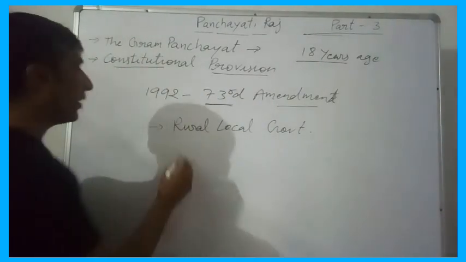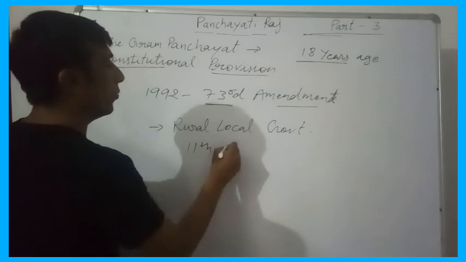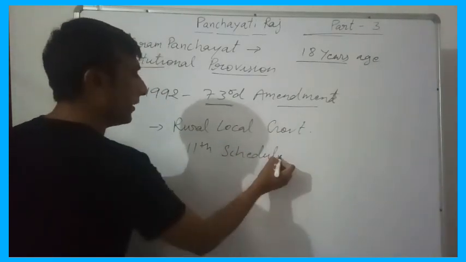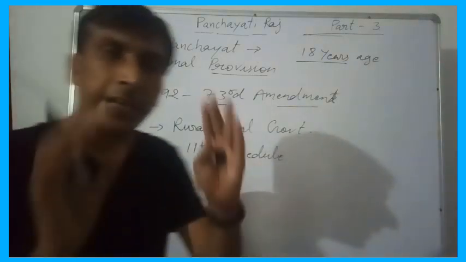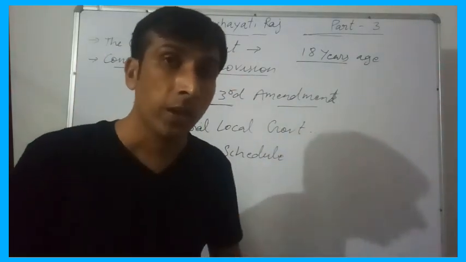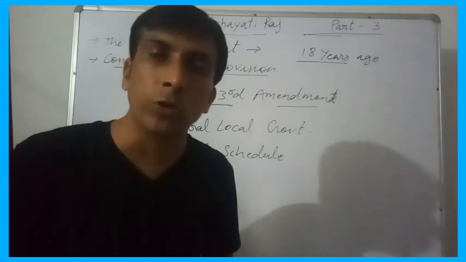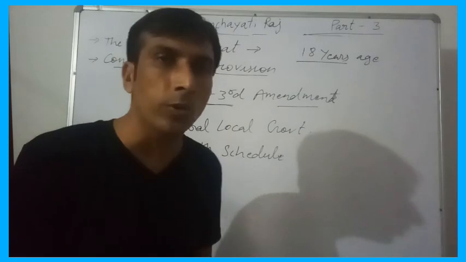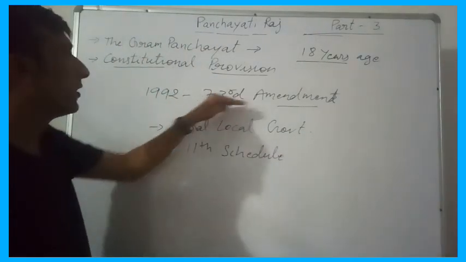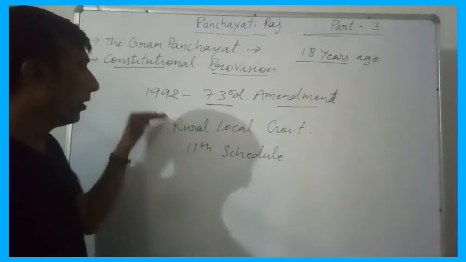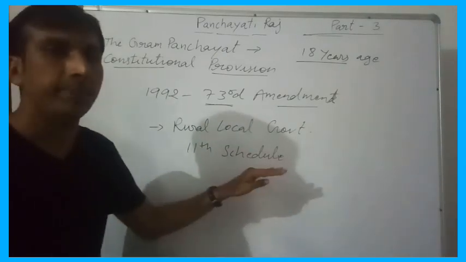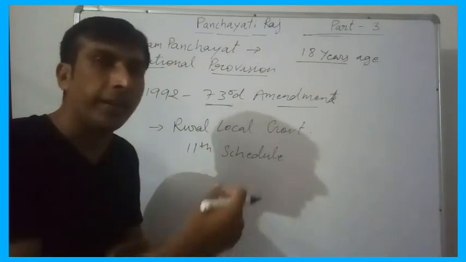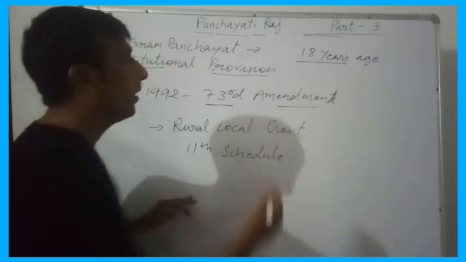According to this act, the 11th schedule was added to the constitution. You know that when the Indian constitution was formed, there were 8 schedules. In 1951, the 9th schedule was added. In 1985, the anti-defection law was the 10th schedule. And according to the 73rd amendment in 1992, the 11th schedule was added, and in this schedule rural local self-government was explained, and the constitutional provision was given.